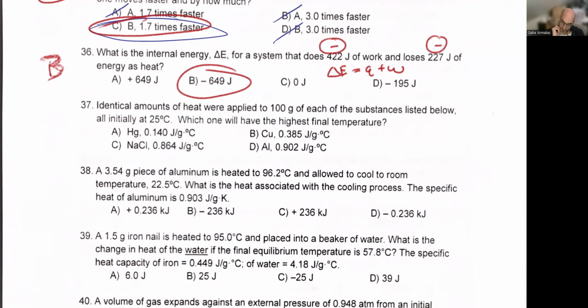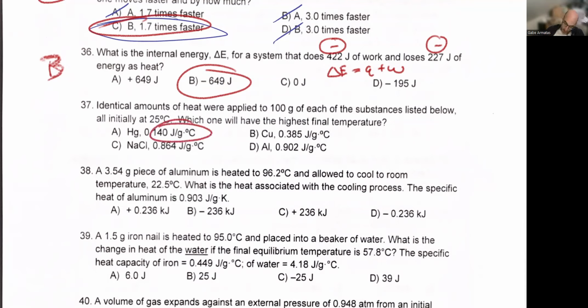Okay, next up, 37. Identical amounts of heat were applied to 100 grams of each of the substances below, all initially at 25 degrees Celsius. Which one will have the highest final temperature? Okay, equal amount of heat. The highest temperature is the one with the lowest heat capacity, right?